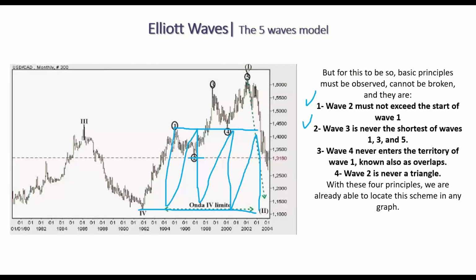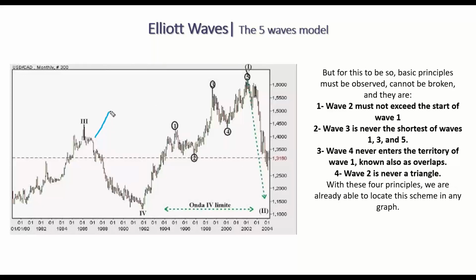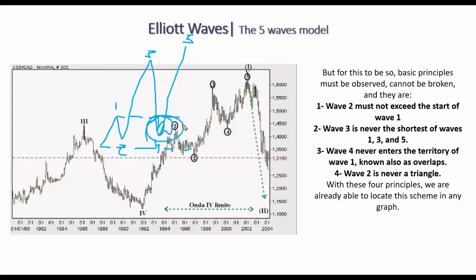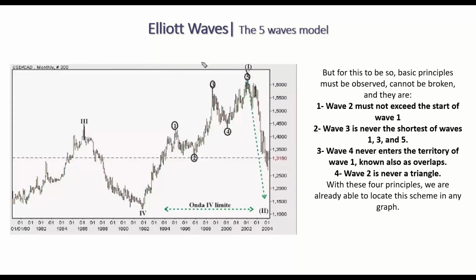So what happens then? We go to the same example as before. Well, let's use a different one. We use this: 1, 2, 3, 4, and 5. This is correct. Of course, we know that it's not correct, but what is happening here then? Wave 4 enters the territory of wave 1, all this. So this annuls this counting. It's not correct, and we need to go for a different one.